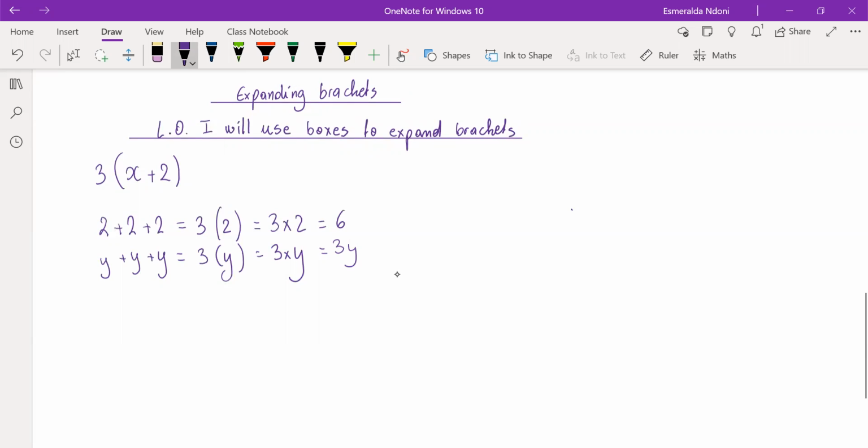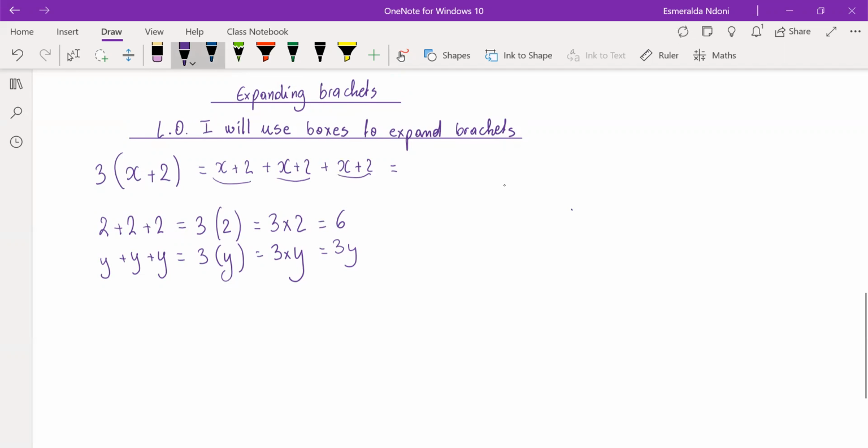So for the one that I wrote before, I have 3 lots of x plus 2. So if I go back to the question that I wrote initially, I have 3 lots of x plus 2. So I'm going to write my x plus 2's. I have 3 lots of them. So that's 1, that's the other, and that's the third. You agree that I have 3 lots of x plus 2's. So what I need to do is just simplify this.